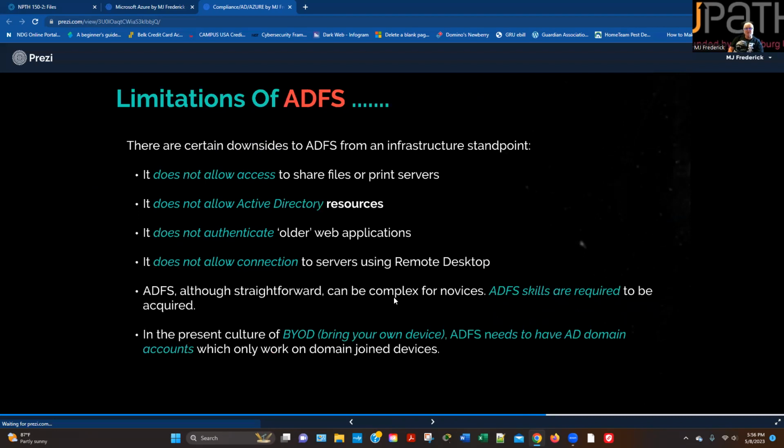Although it's very straightforward, it can be very complex for those of us that are novices. So you must have the skills required in order to work in Federation. In the present culture, bring your own device, ADFS needs to have an AD domain account, which only works on a domain joined by those devices.